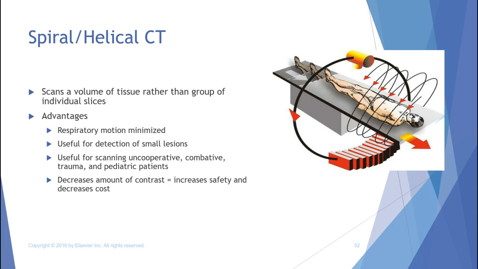The advantages are that respiratory motion is minimized. The effect of any kind of motion is minimized. It's useful for the detection of small lesions, and that's because if you did axial scanning, you might miss a small lesion. You might not take a picture of that one little area. It's useful for scanning uncooperative, combative, trauma, and pediatric patients because, like I said, you're getting this continuous amount of information. All of the information from point A to point B is there, and you can reconstruct it.